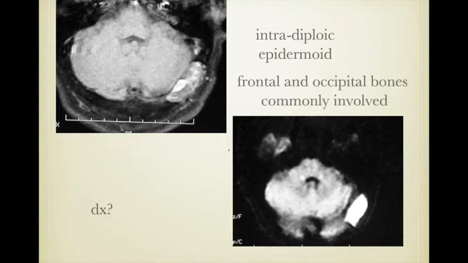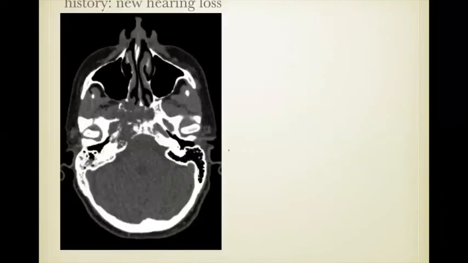The frontal and occipital bones are the most frequently involved bones with intradiploic epidermoids. These are not necessarily tumors of childhood, because even though these are thought to be rests that were implanted early in life, these can present late in life due to the slow accumulation of the material within the epidermoid.